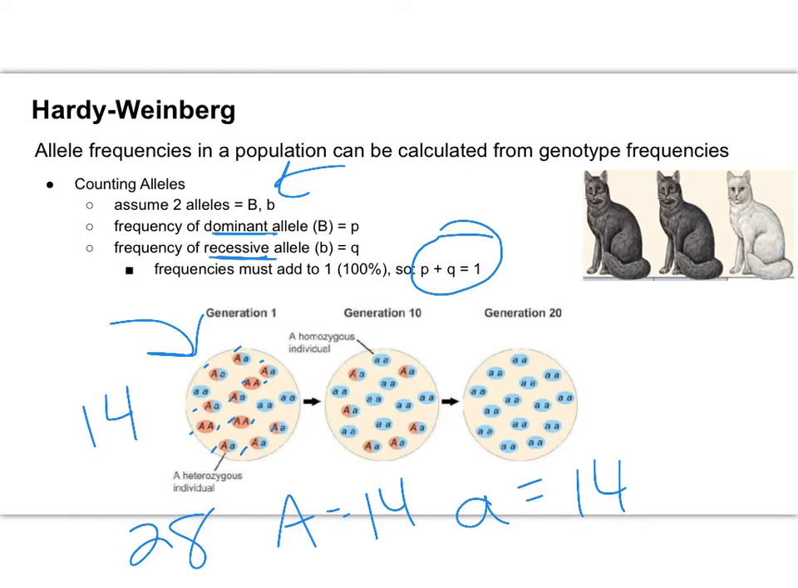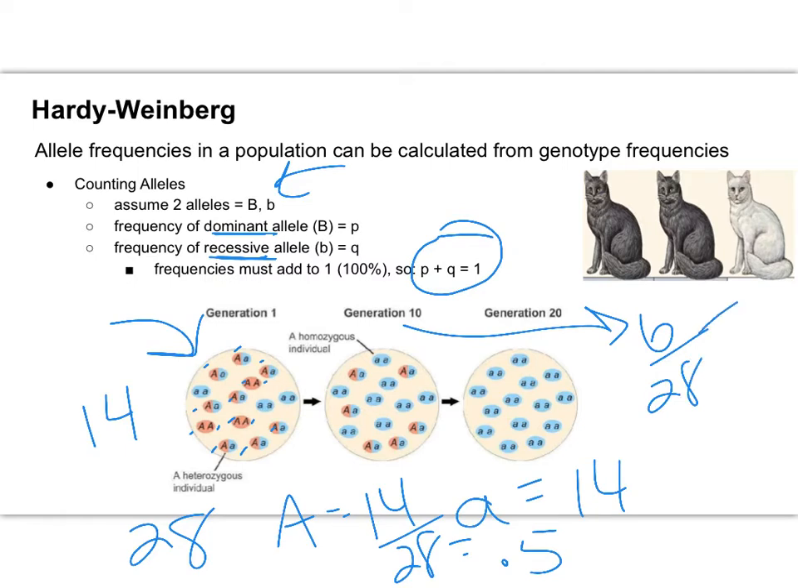What you can see happening over time is in generation 10, I have 1, 2, 3, 4, 5, 6 big A's, again out of 28. So my allele frequency has changed. The allele frequency in the first generation was 14 over 28, so that is 0.5. In generation 10 here, it's 6 over 28, which does not equal 0.5. So we could say then that population is evolving. It is not in Hardy Weinberg equilibrium.